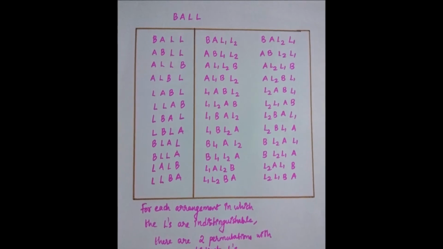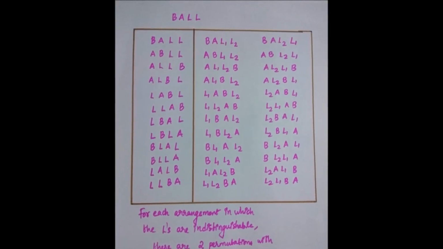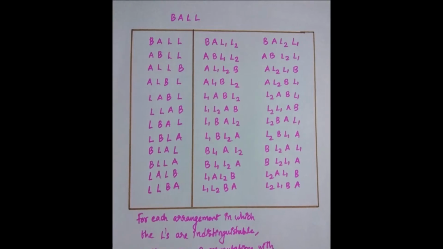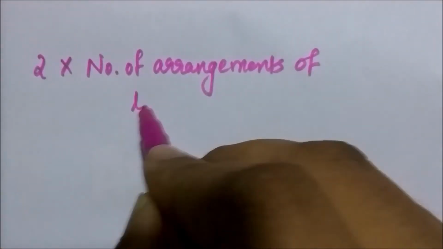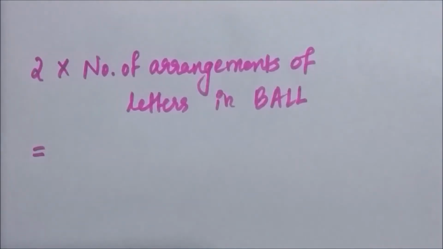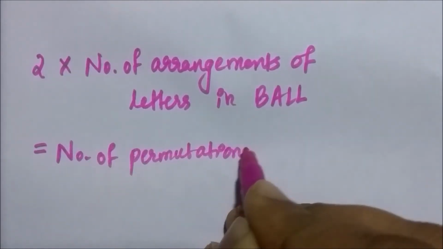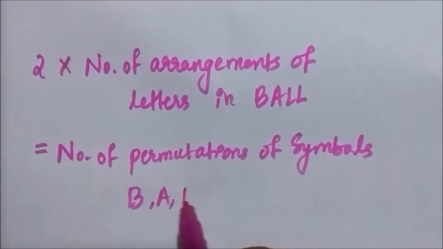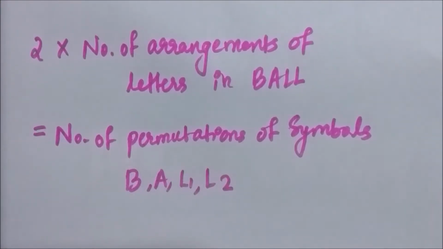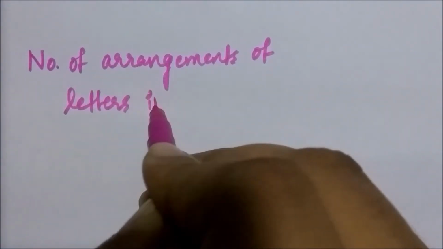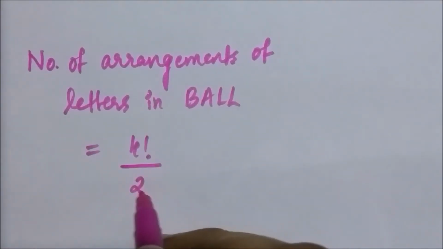With that analysis, we come to this formula where 2 into the number of arrangements of the letters in the word ball is the same as the number of permutations of symbols B, A, L1 and L2. And we already know the number of permutations of the symbols B, A, L1, L2 is 4 factorial, right? That implies that the number of arrangements of the letters in the word ball is going to be 4 factorial by 2, which is 12.